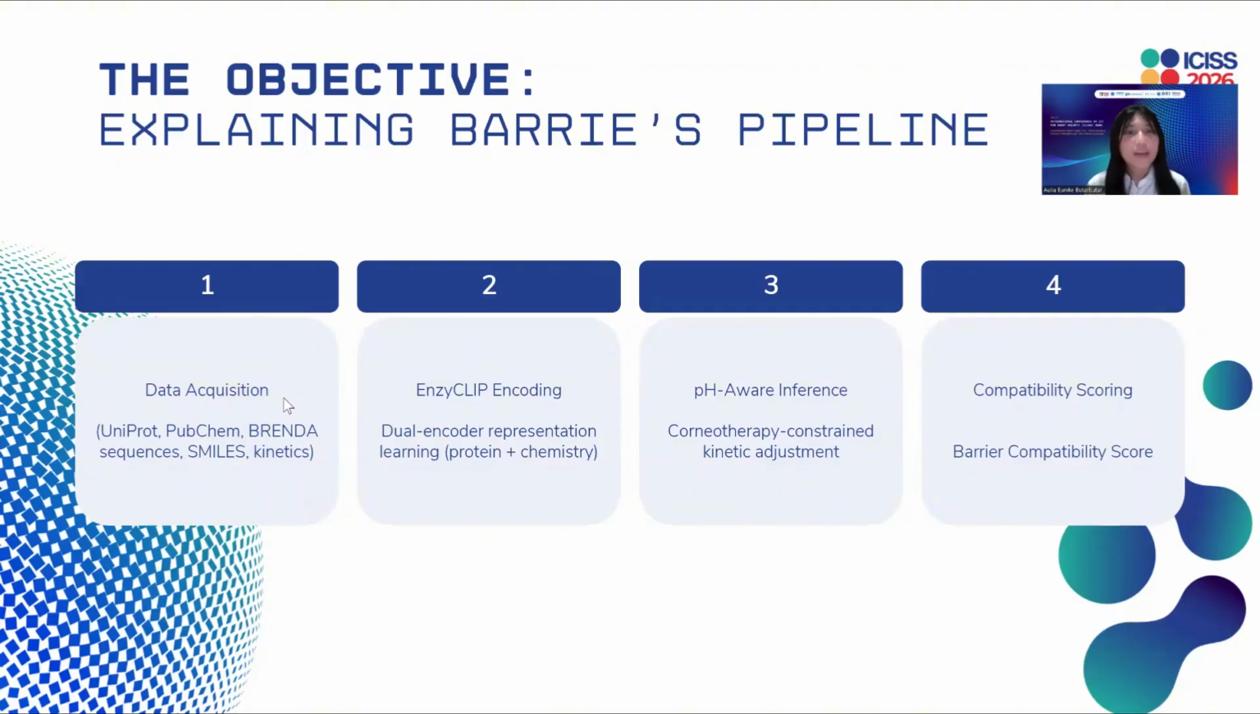Next, we applied a pH-aware adjustment layer. This step is crucial because skin pH varies naturally, and enzyme activity fluctuates right along with it. Finally, all of these calculations land in a single barrier compatibility score. Now let me walk you through how each of these pieces works.